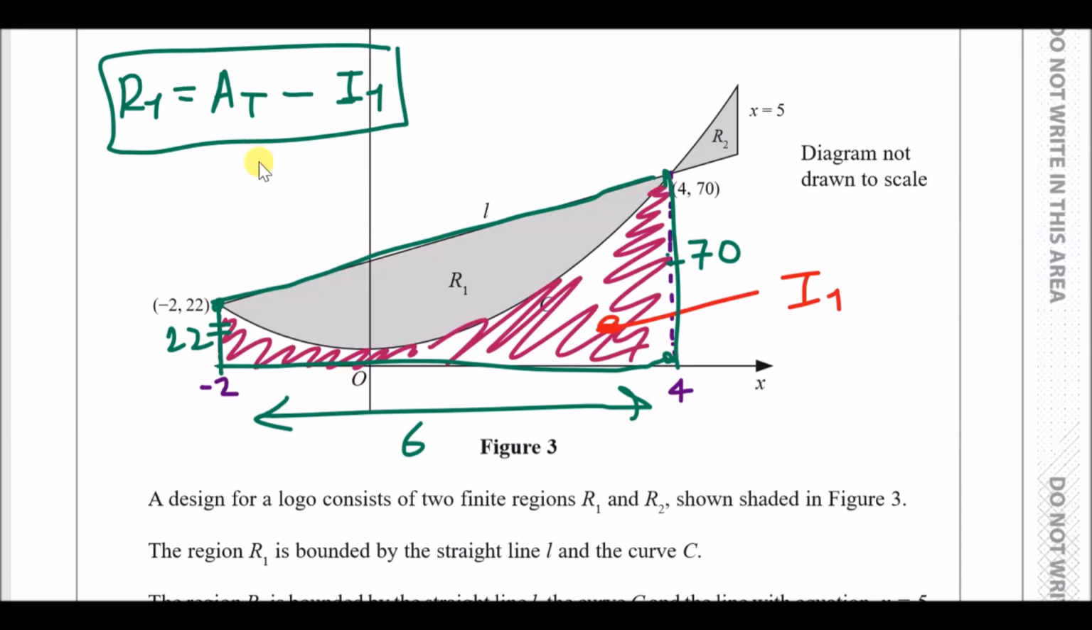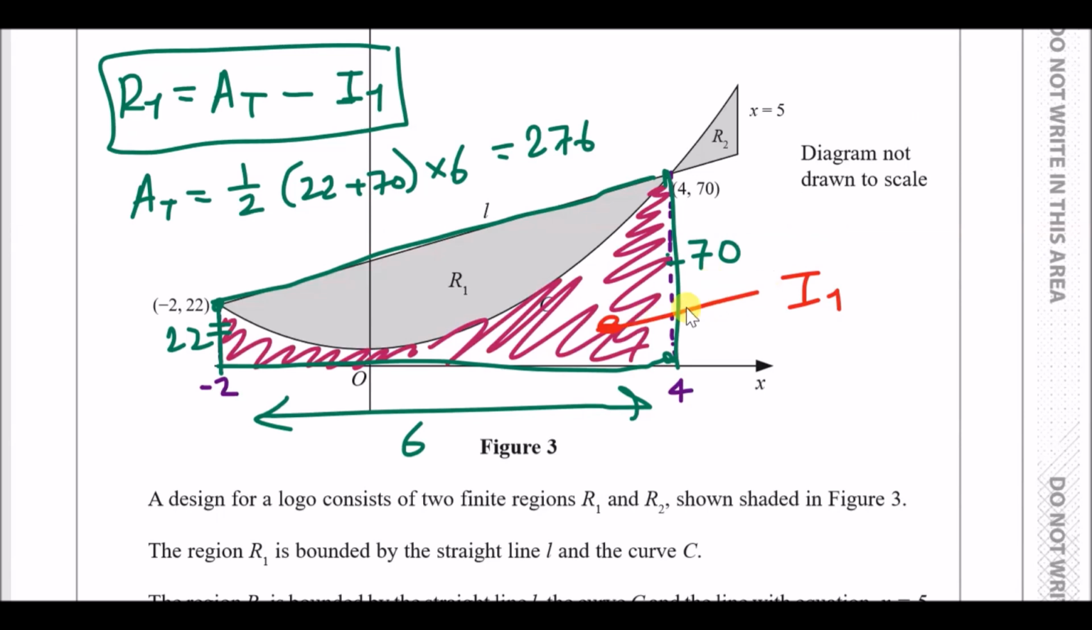So let's start with the easy one. What is the area of the trapezium? We could say that the area of the trapezium, AT, is literally the average between the two parallel lengths, so half of 22 plus 70, times the other length, the perpendicular length, so the width, which is 6. Doing this in your calculator, you should get 276. So that's the area of the whole trapezium.